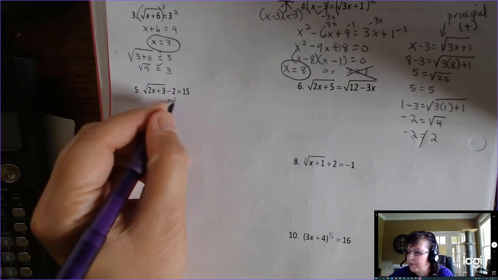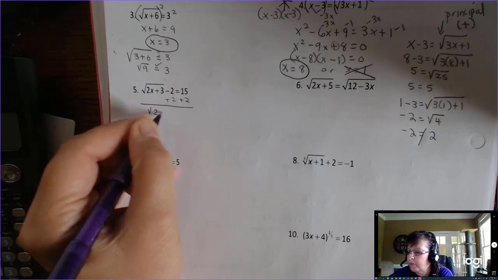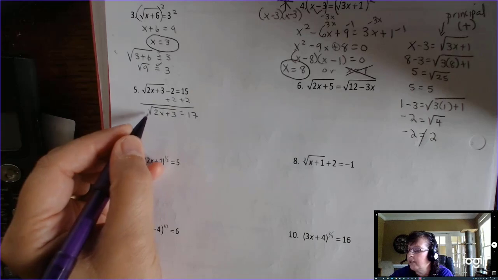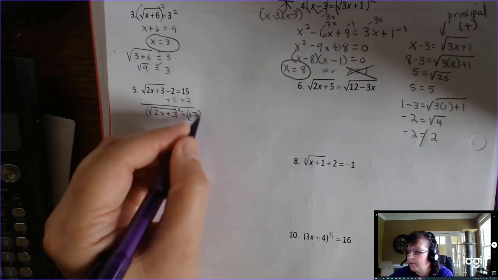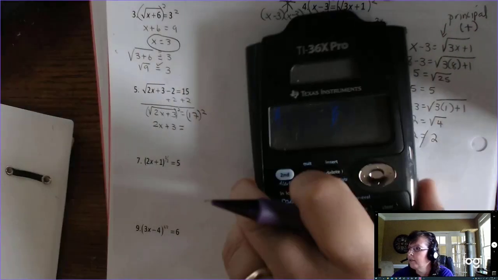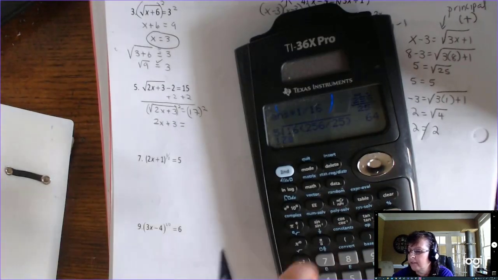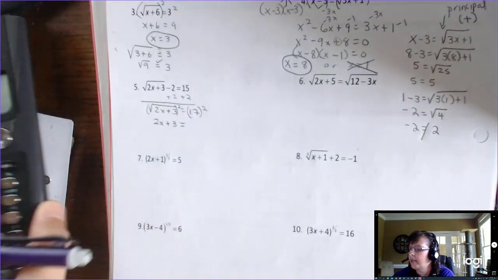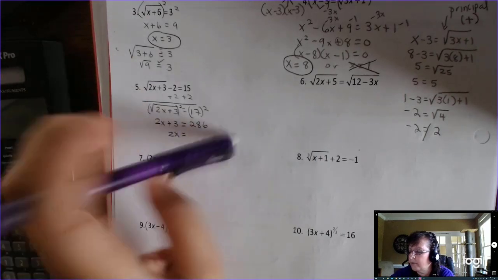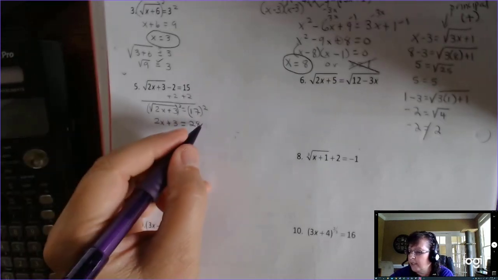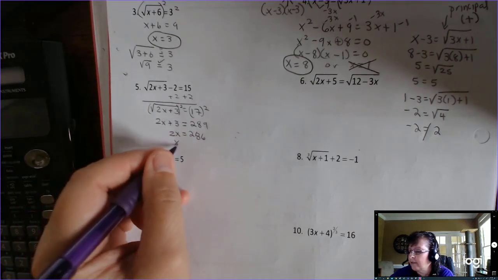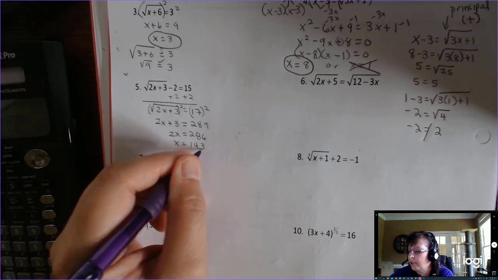So we have to add 2 to both sides and get the square root of 2x plus 3 is equal to 17. Now I can concentrate on getting the radical gone, so I'm going to square both sides. That gives you 2x plus 3 equals 17 squared, 289. Now we're going to subtract 3. That's 2x equals, oops, went too fast, 289. Subtract 3 and you get 2x equals 286. And divide by 2 and you get 143.